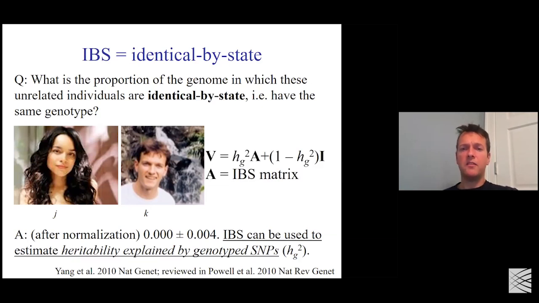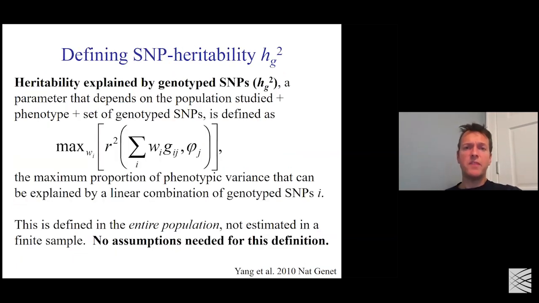And so once again, we can model the phenotypic covariance V as a linear combination of this genetic relationship matrix, or IBS matrix. That's the genetic part, coming from SNPs, and then everything else, which is the environmental part, or strictly speaking, it's everything except the genetic part coming from SNPs. And then we can estimate this quantity called SNP heritability.